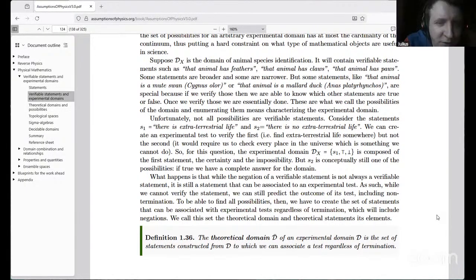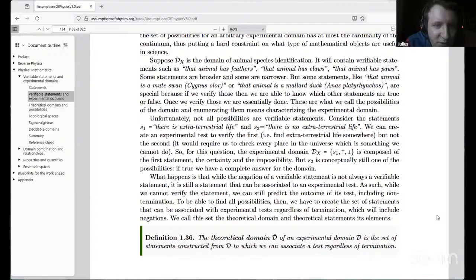Okay, unfortunately, not all possibilities are verifiable statements. Consider the statements S1, which is "there is extraterrestrial life," and S2, "there is no extraterrestrial life." We can create an experimental test to verify the first, find extraterrestrial life somewhere, but not the second. It would require us to check every place in the universe, which is something we cannot do.